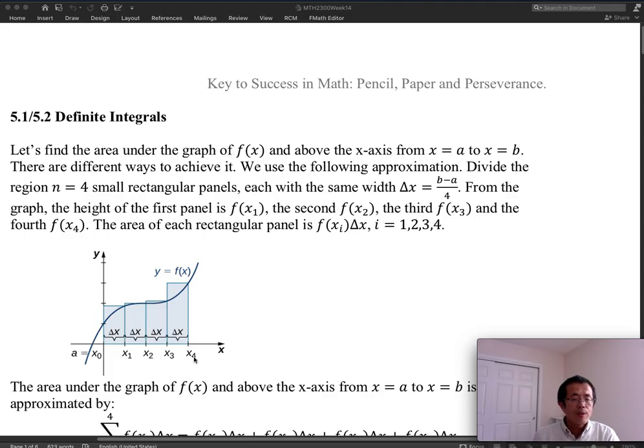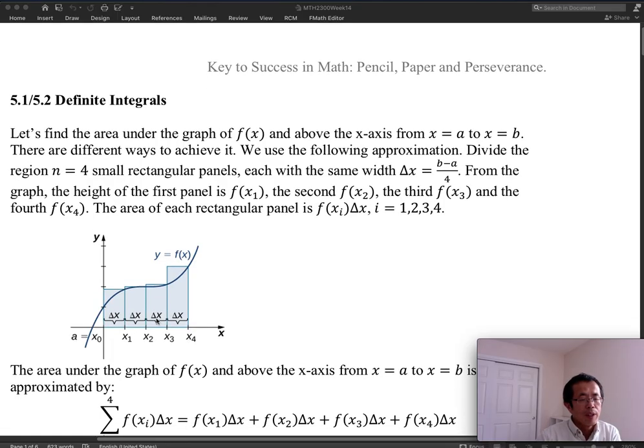So to answer this question, we know we don't have the answer exactly for the moment. We try to give an estimate. So the way to estimate here is, we divide this region, the region underneath the graph of the function over the x-axis for x running from A to B, into four small parts.